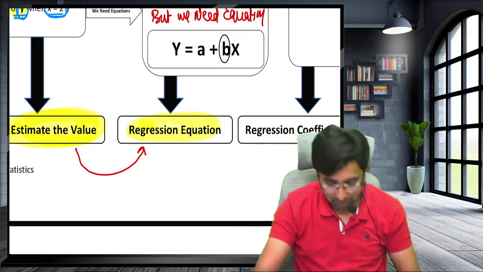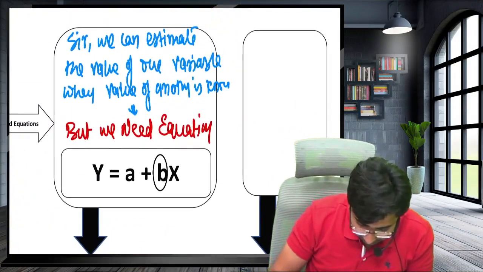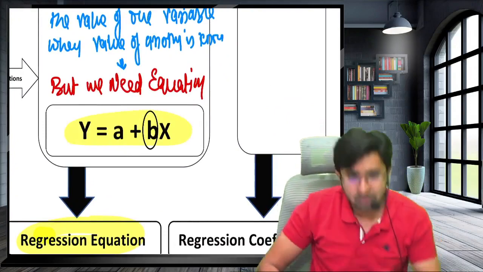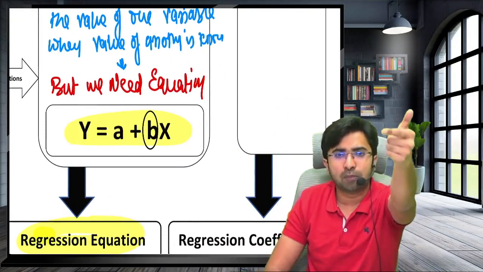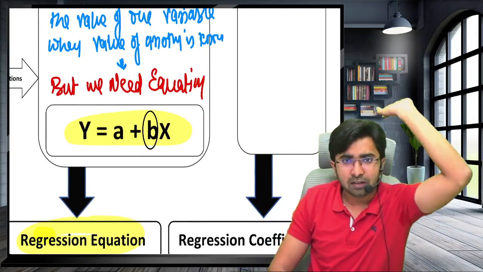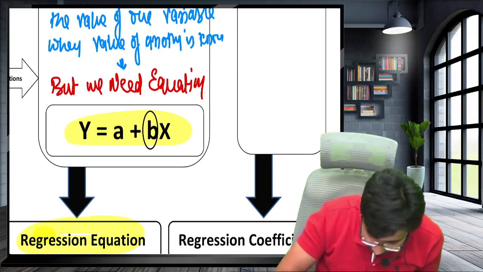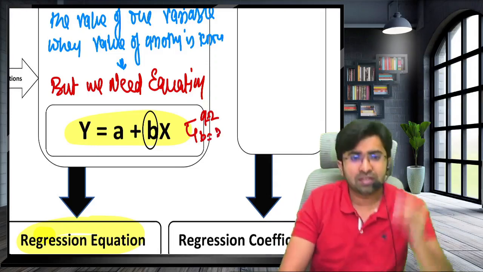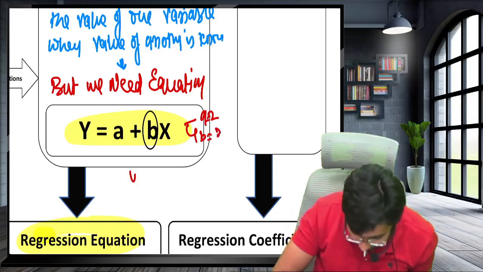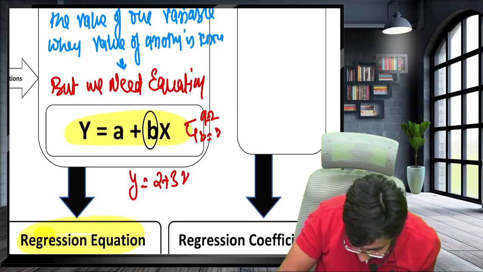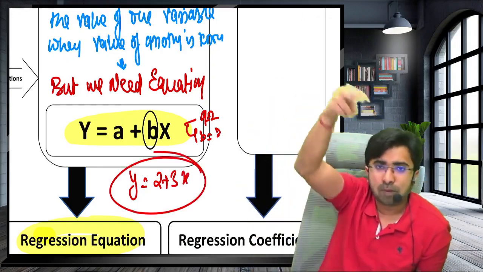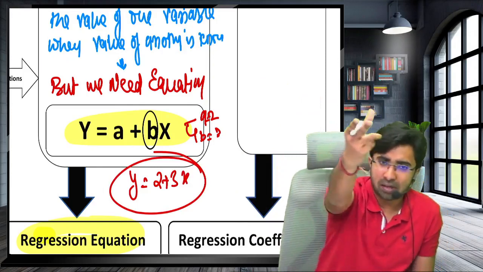Now here comes the challenge. Guys, I have given you the equation y is equal to a plus bx. Put the value of a, put the value of b, and the equation will be constructed. For example, a is 2 and b is 3. Can you construct the equation? Yes, sir, very easily. y is equal to 2 plus 3x. Now we have the equation, so we will put the value of x and estimate y.